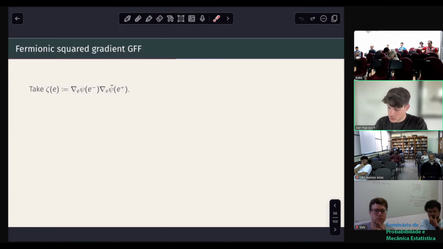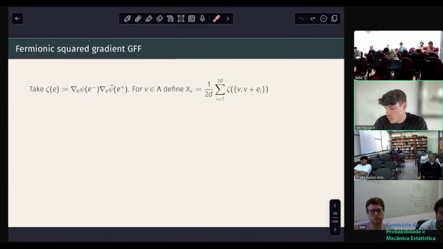Okay. Well, let's take again the fermionic square gradient of the fermionic GFF, which in this case, again, I cannot do simply this. Okay, I take this one and its conjugate, and let's see what happens. So these are sort of our field of the atoms. And we can define just a new field X given by taking this, just summing up all these squares in all the directions.